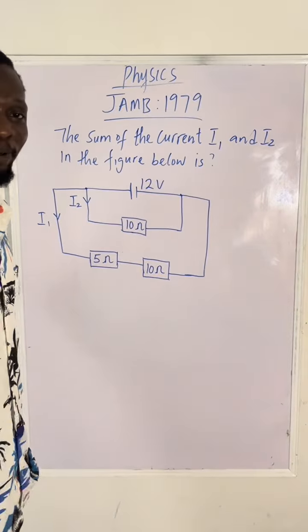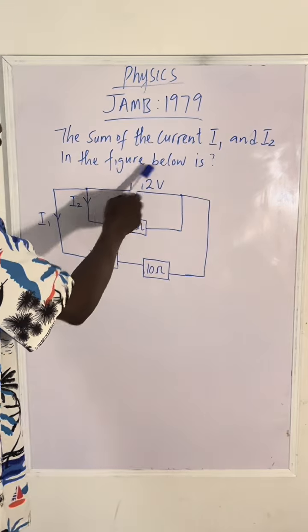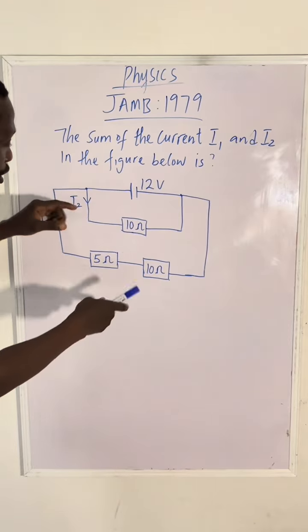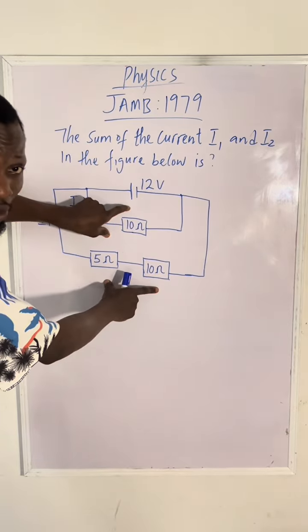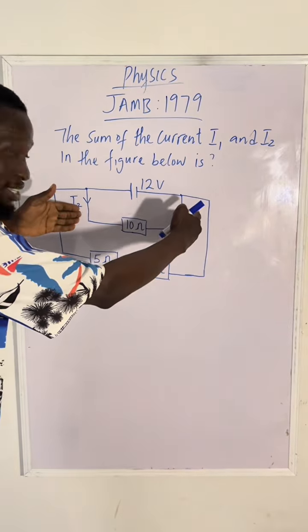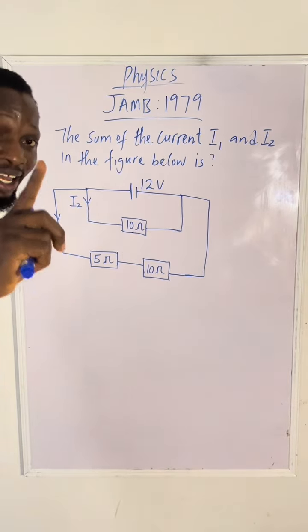Let us quickly solve this problem. The sum of the currents I1 and I2 in the figure below is what? Now, if you look at this diagram, you will discover that this 10 ohm resistor and these two resistors are in parallel. What I'm saying is that this and these are in parallel. And you know what that means?